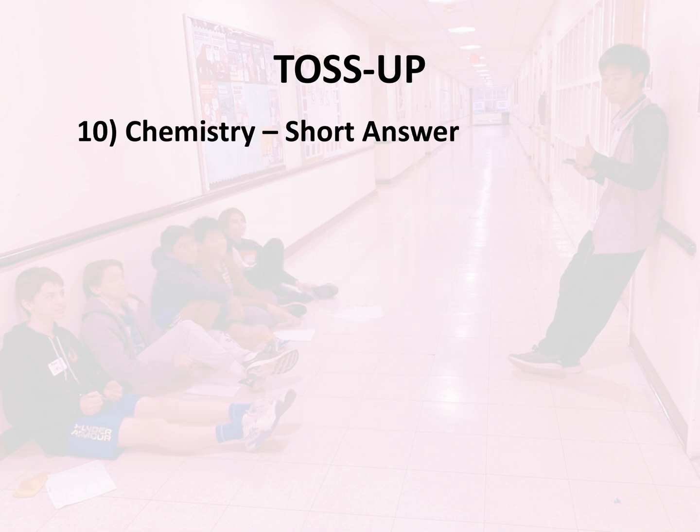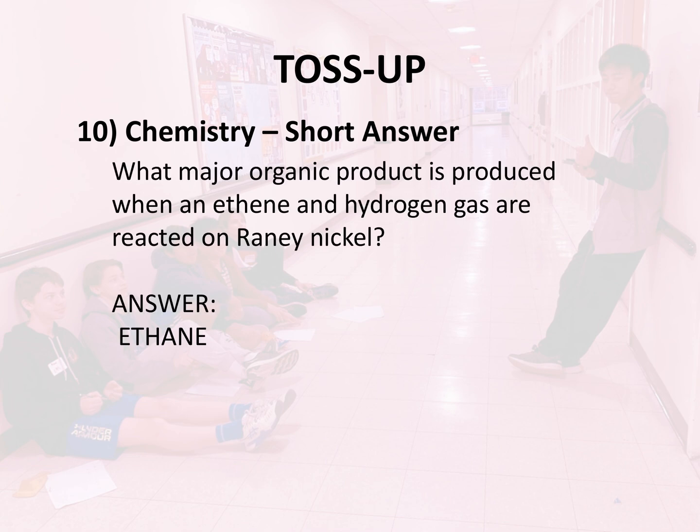Toss-up, 10. Chemistry, short answer. What major organic product is produced when ethene and hydrogen gas are reacted on Raney nickel? Answer: ethane.